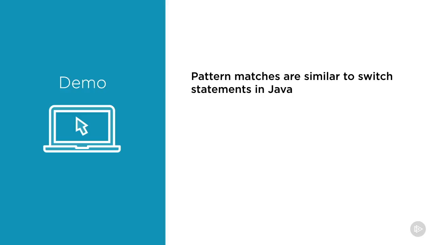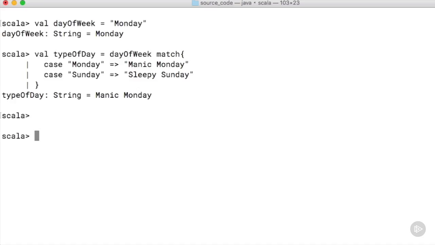Most folks have encountered switch statements in Java or C# or similar languages, so I'll reiterate for their benefit that pattern matches are really similar conceptually to switch statements in other common languages. Let's start our little example with a value called day of week, and the value assigned to that is Monday. Next up, we have a match expression which will return a message depending on what the day of the week is. If the day of the week is Monday, then our match expression will return the value Manic Monday.